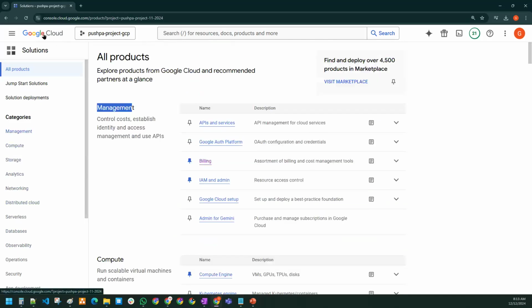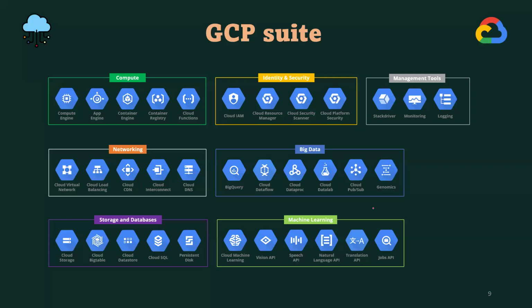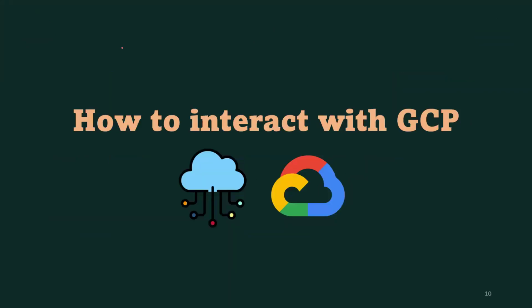Okay, so that is how. GCP provides plenty of services so that companies can make use of these services to complete their projects. Okay, so that is the main agenda.